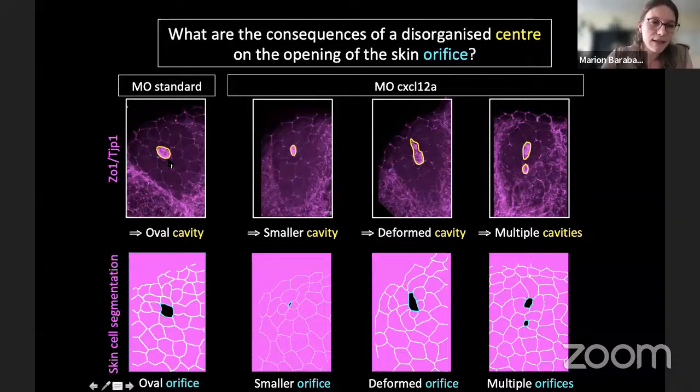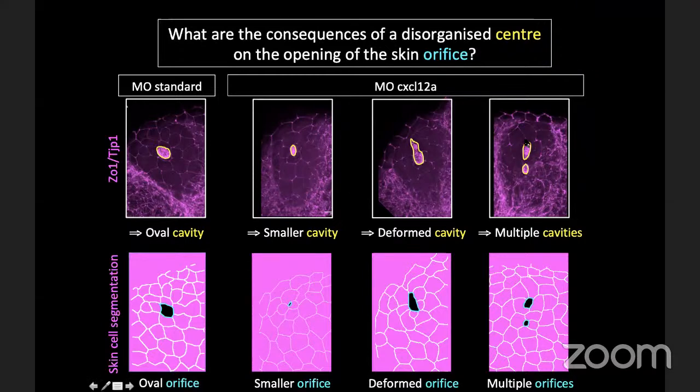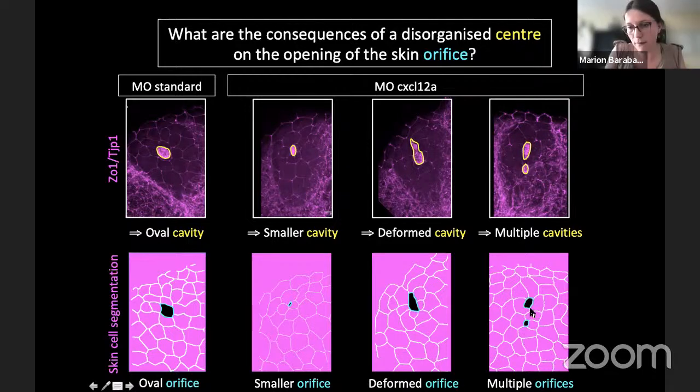And basically, we were amazed to see that both the cavity and the orifices always match in area, localization, and shape. So that was really for us confirming this hypothesis that the neurons are instructing the skin to open a specific location.